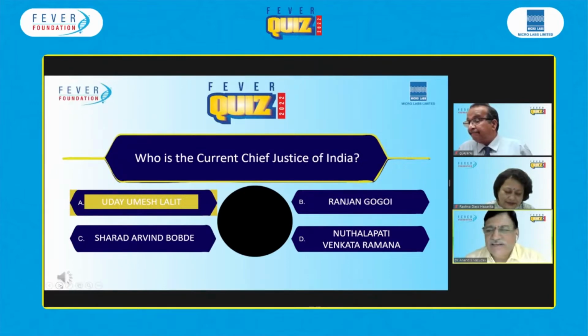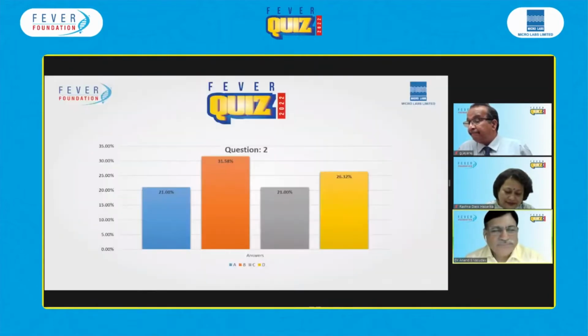And let's see the results now. Oh, not very encouraging. So only 21% have given the correct answer, and the majority have given the answer about the just retired Chief Justice of India. But again, as Dr. Rachna ma'am said, most of our PGs are busy in their books and duties, but never mind. So these are only trial questions, and we can go on to the next third question.